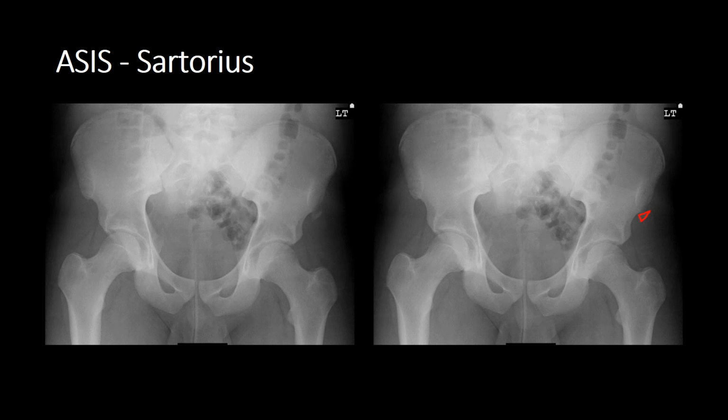Don't forget to then also assess the inner cortex, so look at your iliopectineal line, look at your ilioischial lines, don't forget to look at your symphysis pubis, your SIJs, sacral foramina, and of course look at your Shenton's lines, and look at your femoral necks and so on, and then look at the acetabuli.